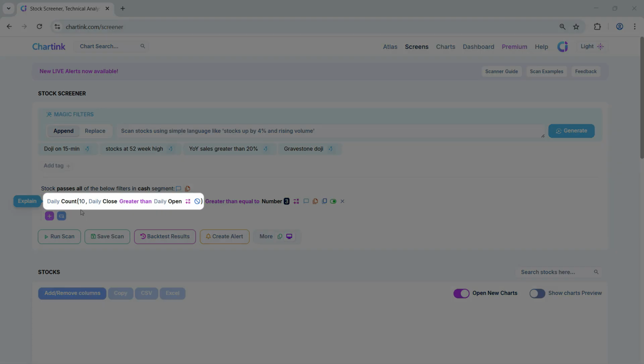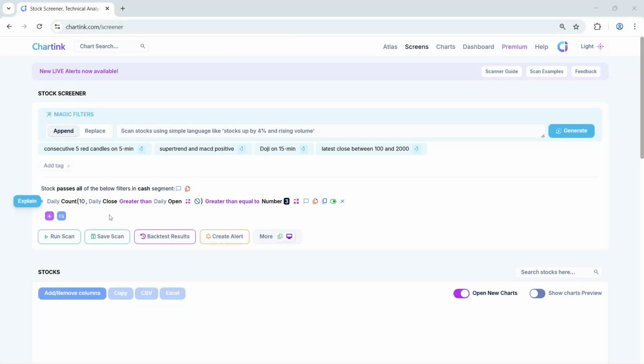In this scan, the count is placed on the left hand side of the comparison operator. Inside the count function, we set the period as 10, which means Chartink will look back at last 10 candles. We add the condition that we want to count. Now for a green candle, the condition is close greater than open. This condition is written inside the function.